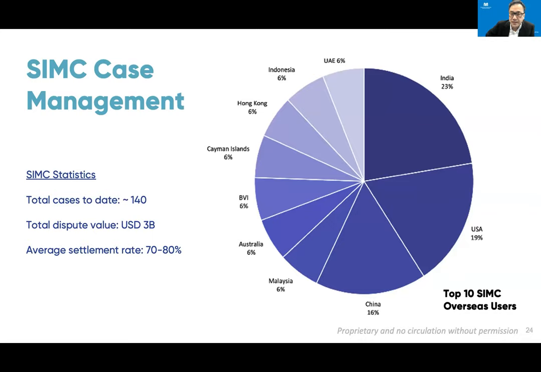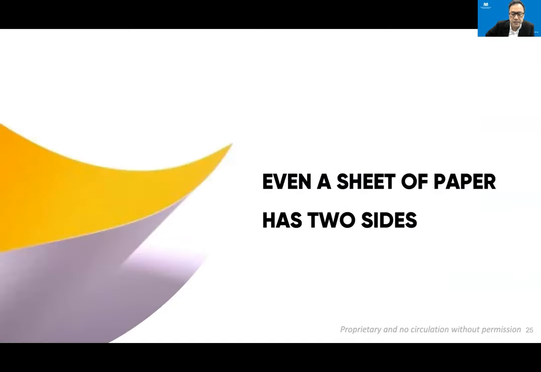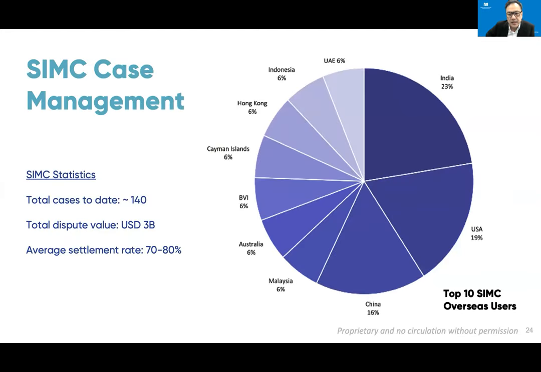Of course, we have small ones as well, a few hundred thousand, but some of them run into millions, like the particular dispute I was talking about earlier, which I think was about $10 million or so. So it's a fairly large dispute. We have an average settlement rate of 70 to 80%. And you can see the top users are from all over the world, with a lot of them coming from India, US, and China.